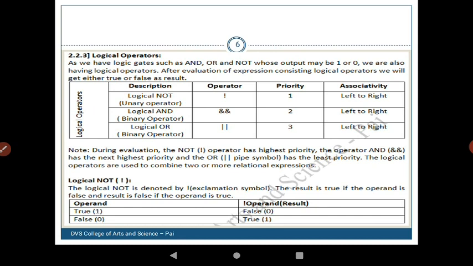First one is the logical NOT. The logical NOT is denoted by the exclamation symbol. The result is true if the operand is false, and the result is false if the operand is true. Observe the following table carefully, wherein the operand has been given and its operation, that is the result, has been mentioned. Suppose the operand is 1, then logical NOT 1 will be false, that is 0. Likewise, if the operand is 0, then logical NOT 0 will be true, that is 1.